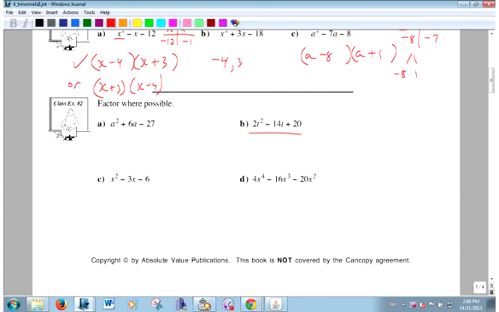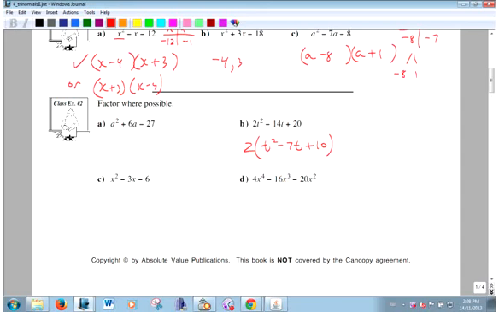Yeah, get rid of the 2 from the whole expression. In other words, factor out a greatest common factor. What's the greatest common factor between 2, 14, and 20? We already said it. It's 2. Take it out. T squared minus 7t plus 10. And then check it before you move on, okay?